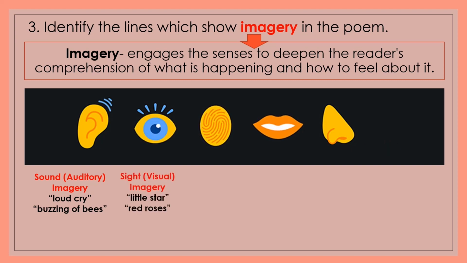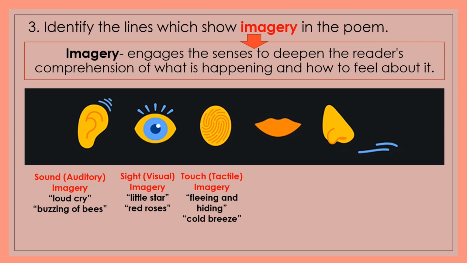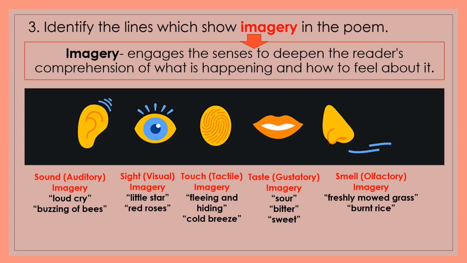Sight or visual imagery that includes colors, shapes, patterns, and sizes, such as little star and red roses. Touch or tactile imagery that includes movement, texture, and temperature, as in fleeing and hiding and cold breeze. Taste or gustatory imagery, such as sour, bitter, and sweet. And lastly, smell or olfactory imagery that includes nice fragrances and bad odor, like freshly mowed grass and burnt rice.